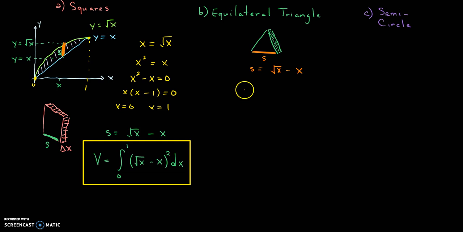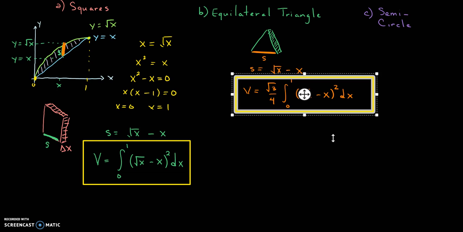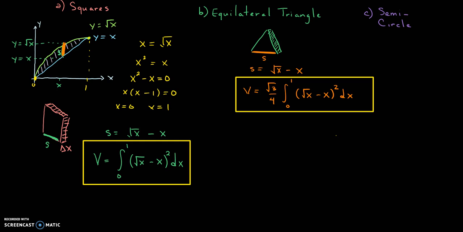So again, if you just remember the formula for volume for an equilateral triangle, it is the square root of 3 over 4, and then your limits, in this case 0 to 1, of S squared. Well, what was S? It's just the square root of X minus X, squared, dx, and we're done. Again, that's pretty much it. There's not much going on here. You do have to crank out the integral so you can actually find the volume, but there's not much more to it than that.